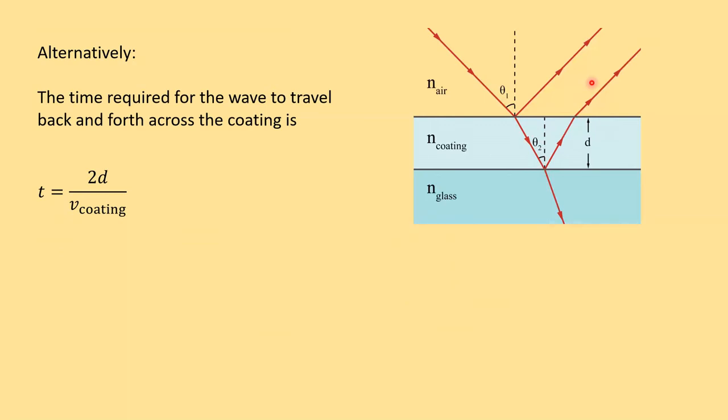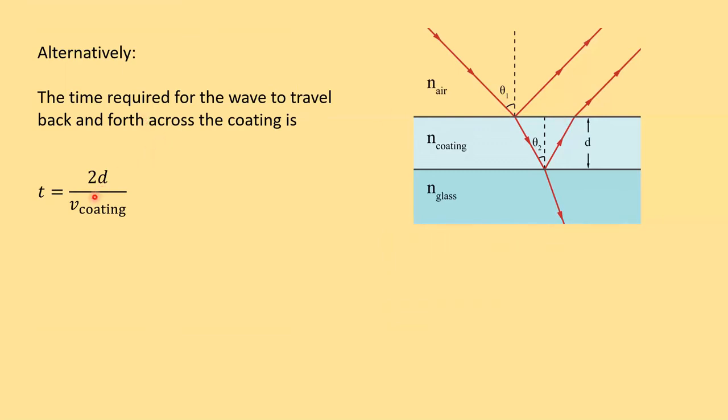Because if it took one period to cross the coating, isn't that like an additional phase shift of 2 pi? So if it takes the second wave a full period to go forward and backward across that coating, during that one period, it would have executed one oscillation. So there's no change in phase. Or you could say it's an additional phase shift of 2 pi radians, or 4 pi if it took two periods to go across. Remember, one period is the amount of time it takes the light to do one oscillation.